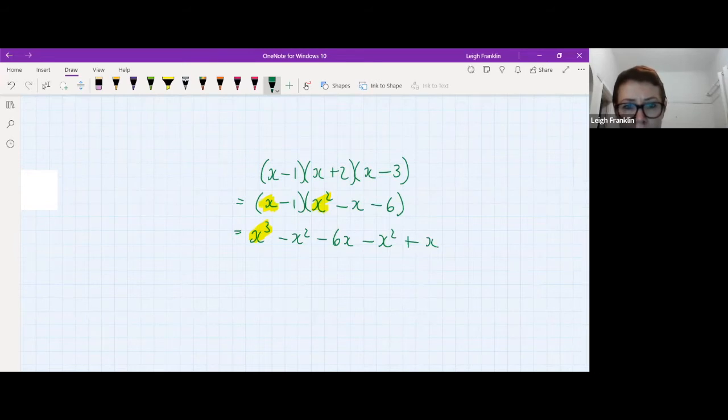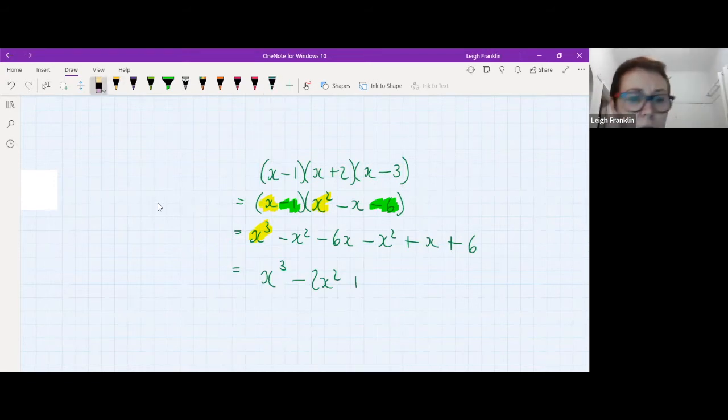I'm just checking my signs: minus x squared, minus x, minus 1, plus x. And then the last ones here, let's just highlight them as well. Okay, so this guy over here times that guy over there. Minus 1 times minus is plus 6. So that's how we get a cubic polynomial. Minus x squared minus x squared is minus 2x squared. Minus 6x plus x is not plus, sorry, it's minus 5x plus 6. Now, the reason that I am showing you this is so that you understand the process.